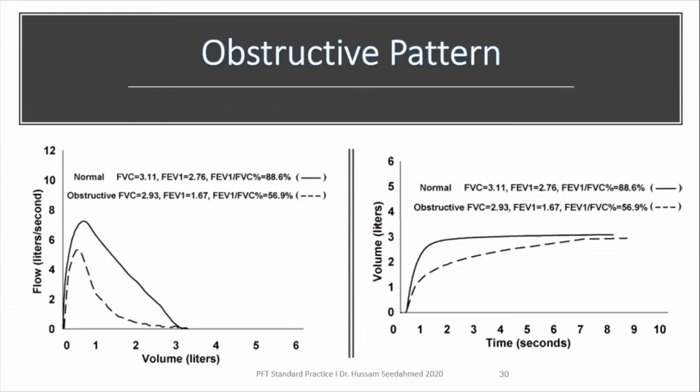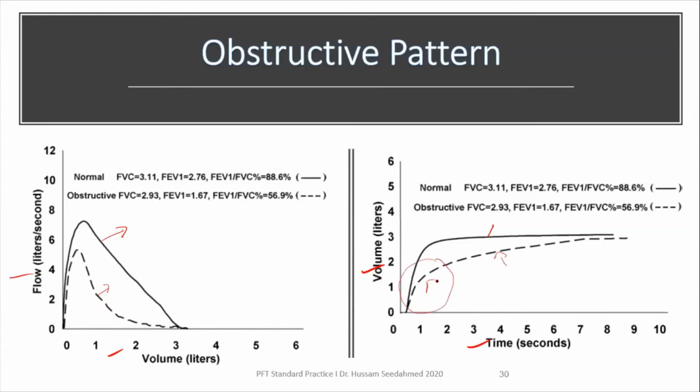So this is the volume-time curve, and this is the flow-volume curve. So these are the two. The one with the solid line is the normal, and the one with the dotted line is the abnormal. So this is the normal, this is the abnormal, and you can clearly look at the curve. So let's look at the volume-time curve. Which one is more affected here? Early, the FEV1.